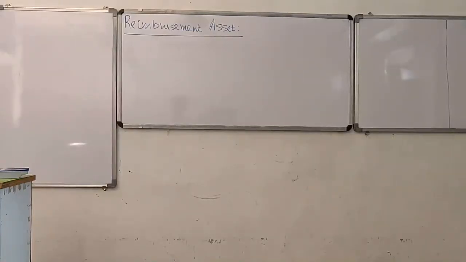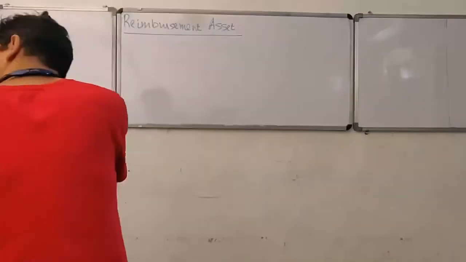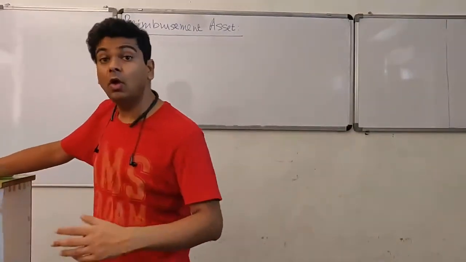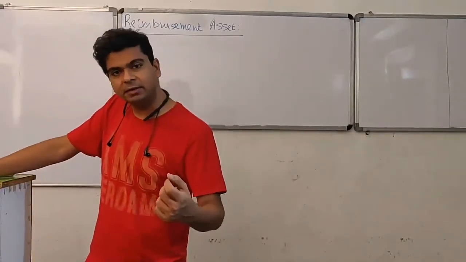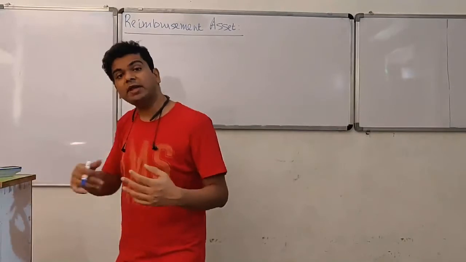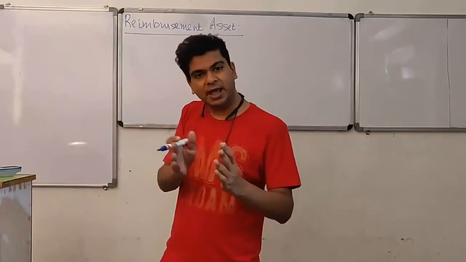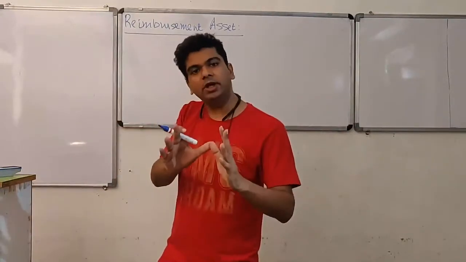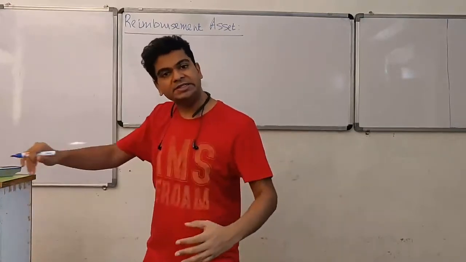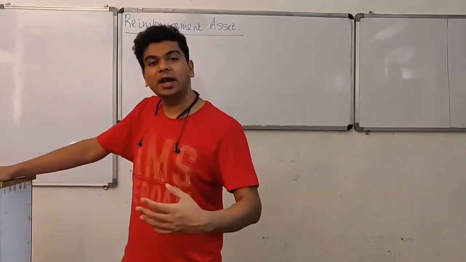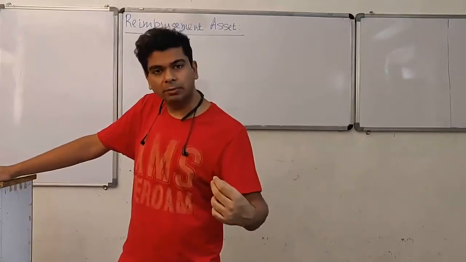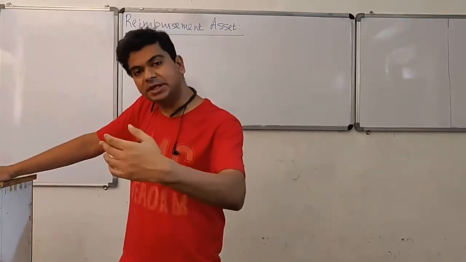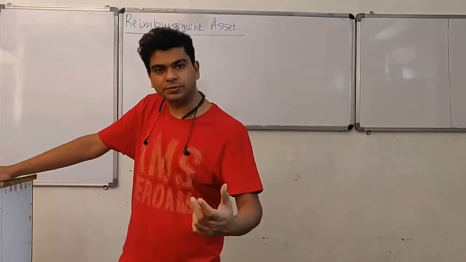An entity may be expecting either reimbursement of the entire expenditure incurred by it or a reimbursement of a certain portion of the expenditure incurred by it. This is what can give rise to a reimbursement asset. The accounting issue is, how should this reimbursement asset be recognized in our books? And if we are recognizing it in our books, how should it be presented in our financial statements?